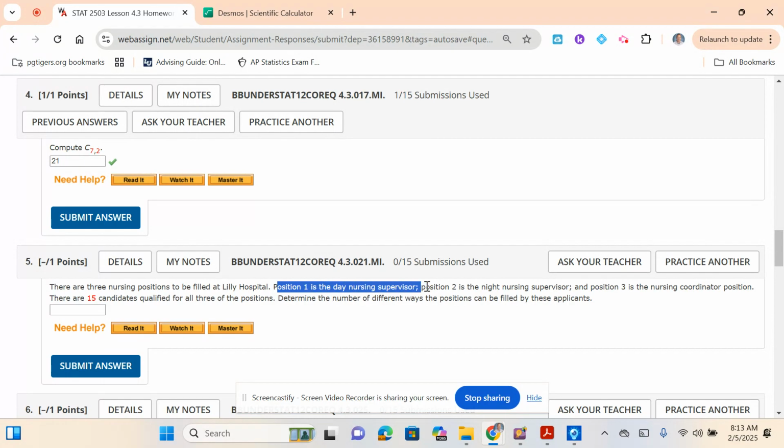Position 1 is a day nursing. Position 2 is a night nursing. Position 3 is a nursing coordinator. These are different specific orders. So the order does matter, because it matters if you're selected first, second, or third. It matters because you'll have a different position depending on how you're selected.